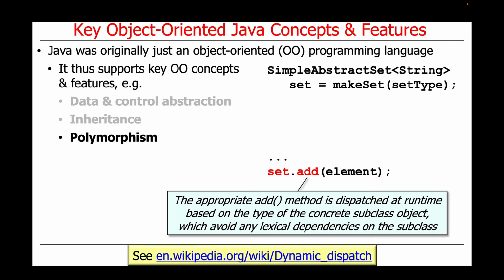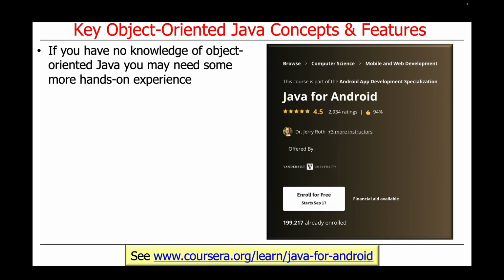And the nice thing about this is it avoids any lexical dependencies on the subclass in the client code that uses that subclass object. So therefore, we could write more generic code that can be reused in more different circumstances and actually extended without having to recompile the program from scratch. Now, this was just a quick recap of some of the key object-oriented concepts and features available in Java. If this seemed very mysterious to you, if you have no knowledge of object-oriented Java, then you may need some more hands-on experience. And if that's the case, I highly recommend you take a look at our freely available MOOC called Java for Android, which you can see at this link.